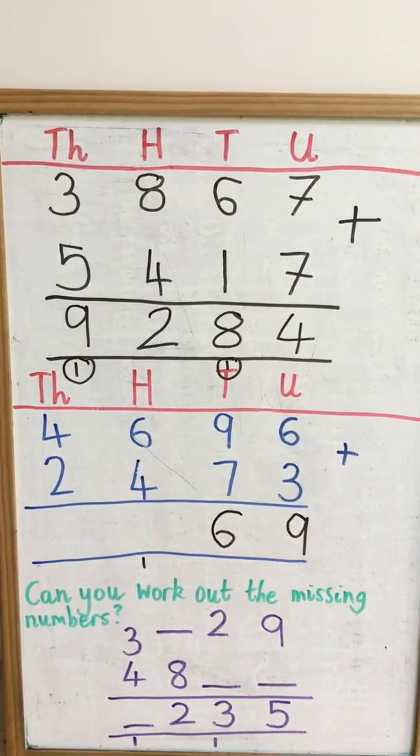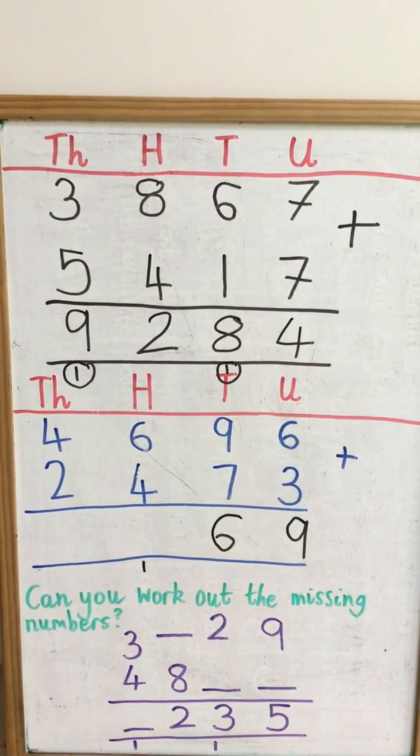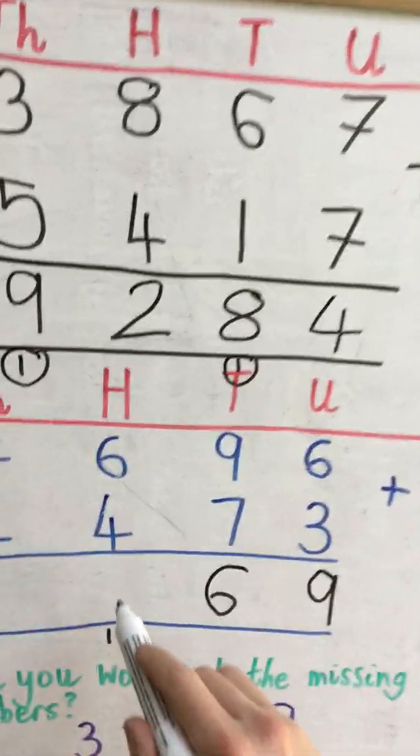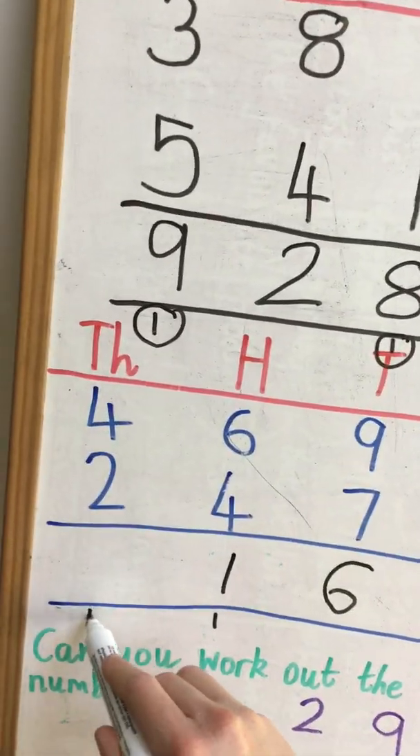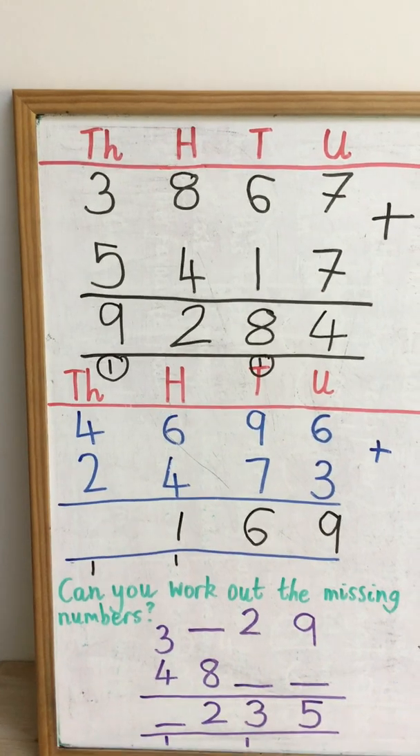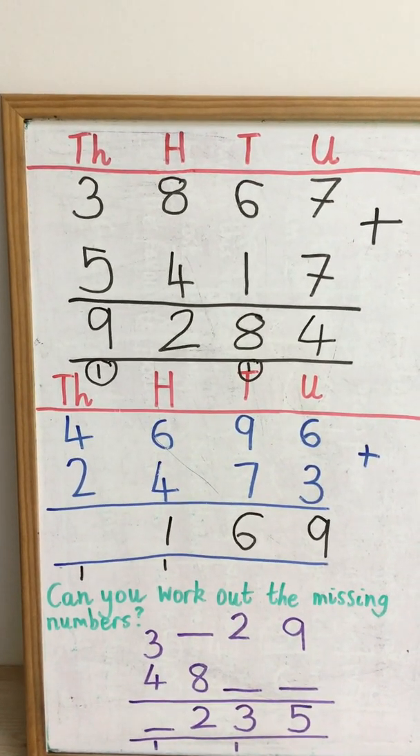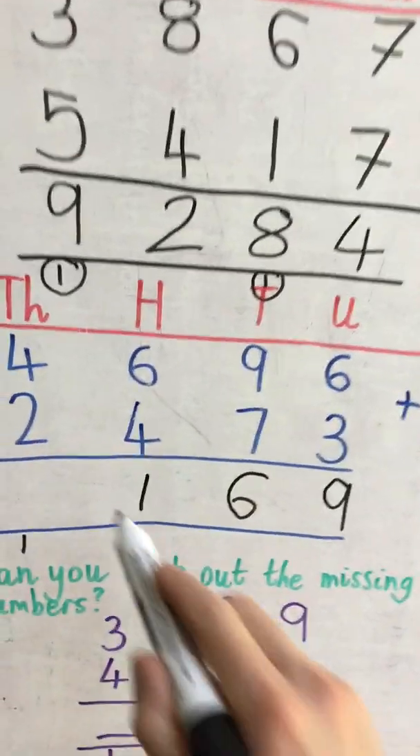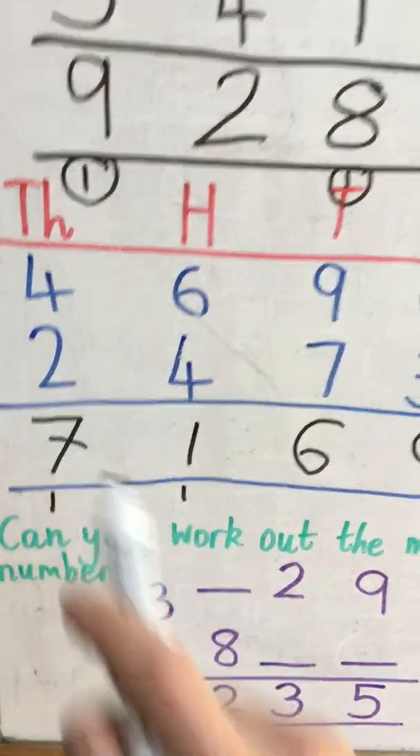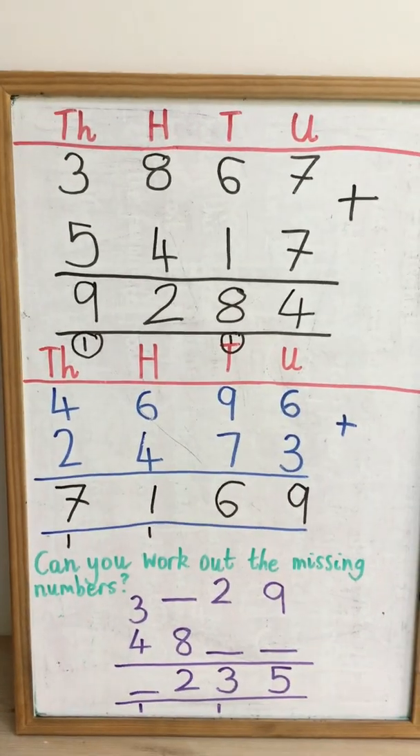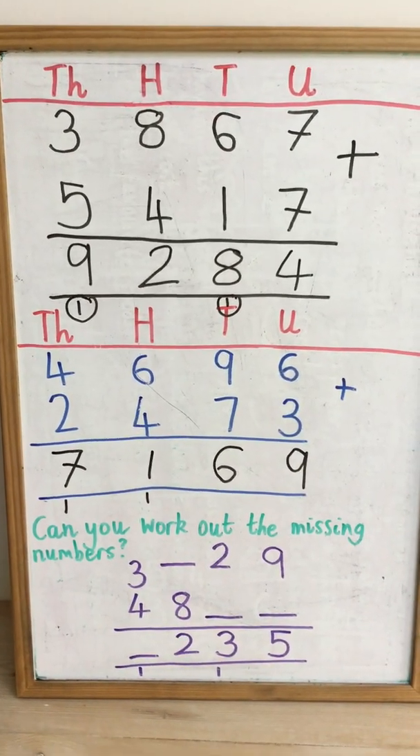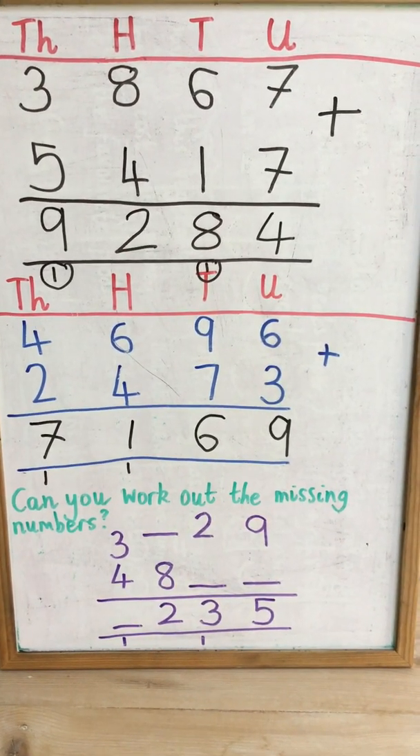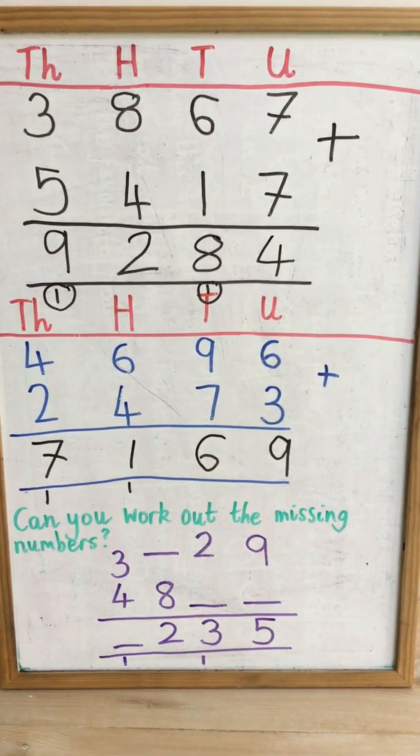6 plus 4 gives me 10. Mustn't forget the extra 100 that I've transferred, so that should be 11. 1 in there, transfer my 1 over to the thousands. 4 plus 2 is 6. Mustn't forget I've got the extra 1,000, gives me 7. Overall answer should be 7,169.